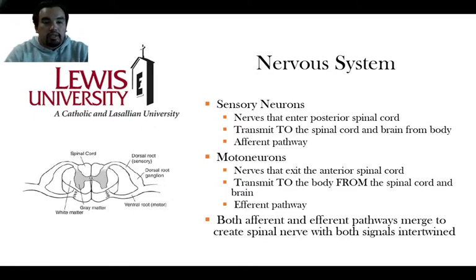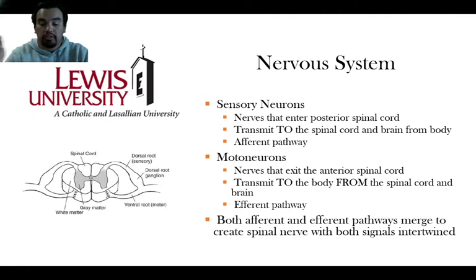So the sensory neurons, these are the nerves that enter the posterior spinal cord. They transmit information to the spinal cord and the brain from the body. It's what we think of when you rub your fingers together. These are the sensory nerves that you're stimulating that send the information that this is not a harmful stimulus, that it's a gentle stimulus, does not require any muscular reaction, and it shoots it back to the body and causes a reaction.